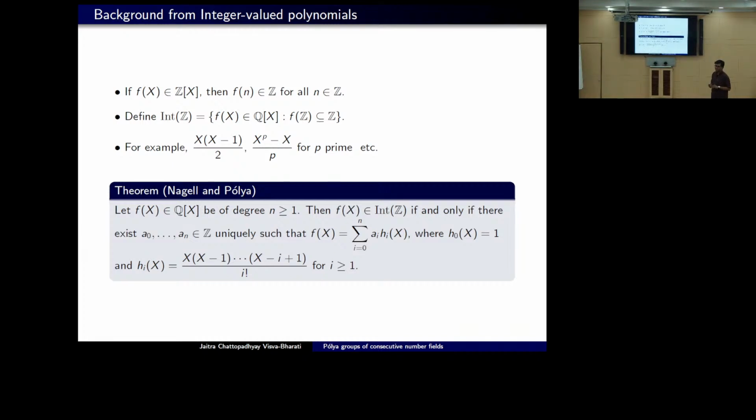We know that the product of any n consecutive integers is divisible by n factorial. Likewise, x(x minus 1)/2 is integer valued. Similarly, x(x minus 1)(x minus 2)/3 factorial is also integer valued. So x(x minus 1)...(x minus i plus 1)/i factorial is also integer valued. All these polynomials h_i(x) are integer valued, and their theorem tells us that any polynomial in Int(Z) can be uniquely expressed in this way.